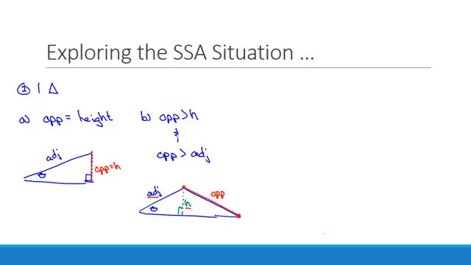The third and final situation would be if there's two triangles possible. Sorry, lost my train of thought there for a second. Okay, and two triangles will occur if your opposite side is larger than your height, but the opposite side, sorry, is smaller than the adjacent. So now how does that look?